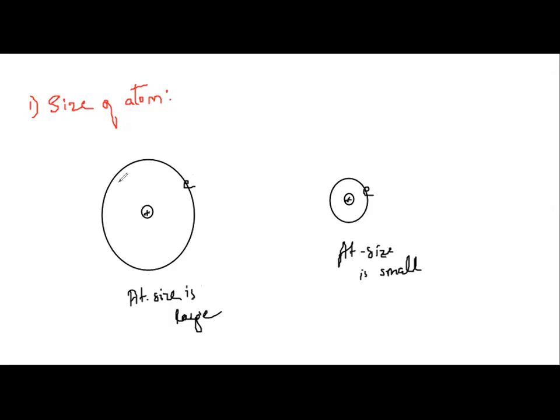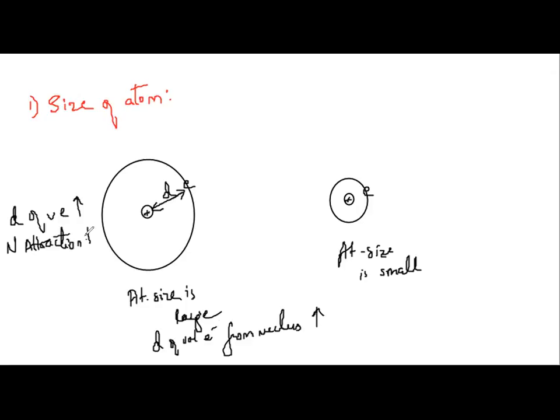With the increase in the atomic size, what happens? The distance of the outermost electron from the nucleus increases. As atomic size increases, the distance of the valence electron from the nucleus also increases. As the distance of the valence electron increases, what happens to the nuclear attraction? It decreases.